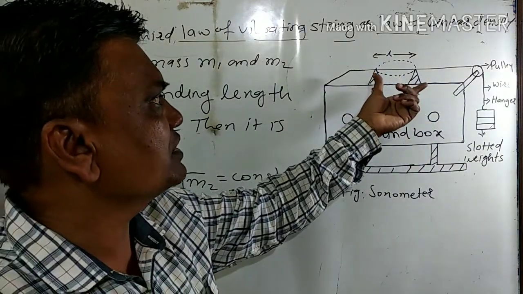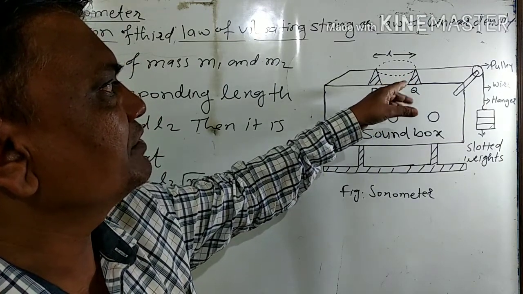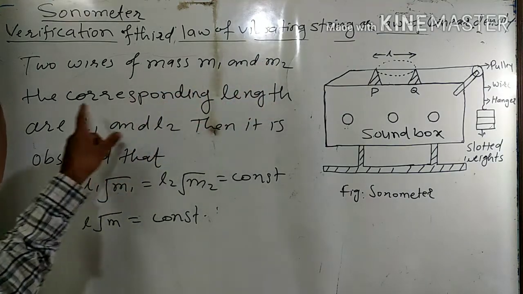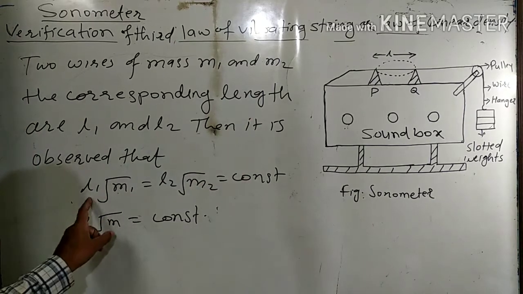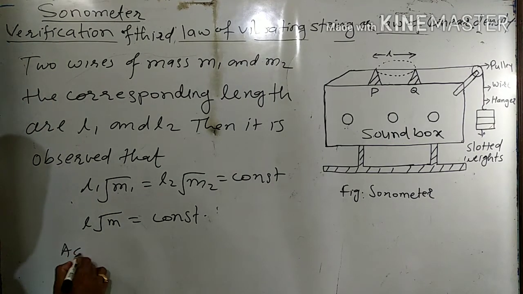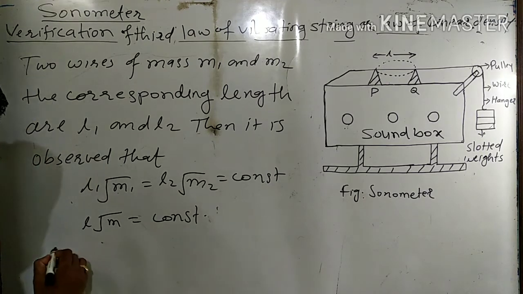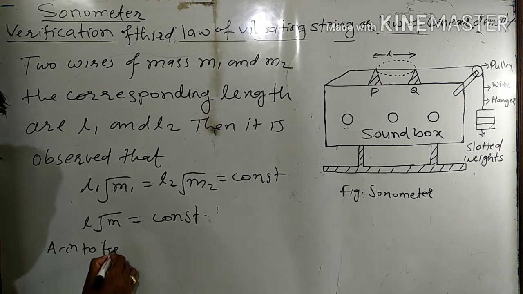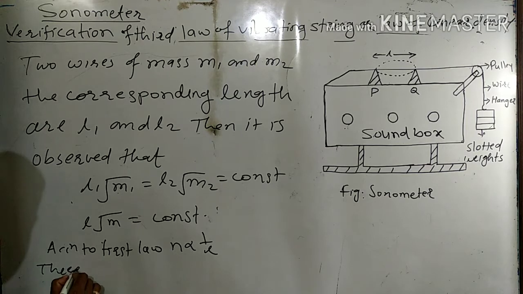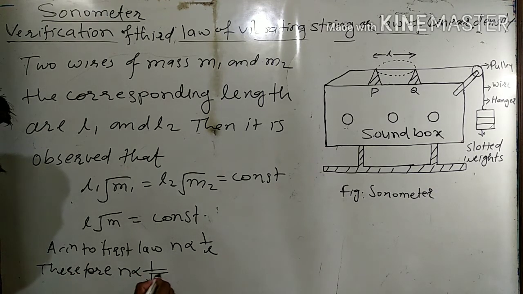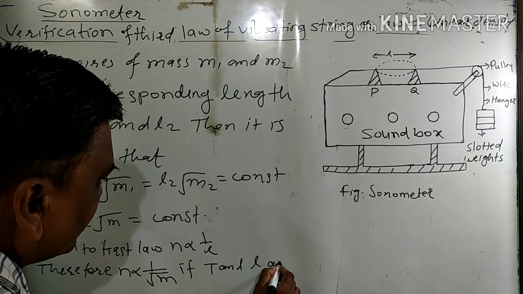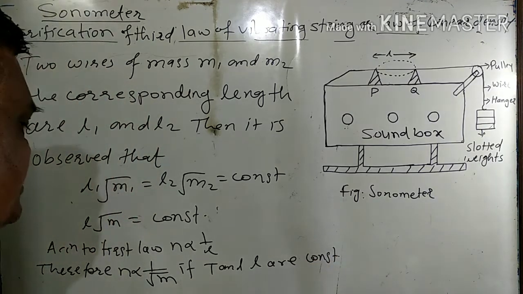And we repeat the same procedure: take the tuning fork, set it into vibrations, and when the paper rider falls down, note the corresponding length. When the masses are M1 and M2, the corresponding lengths are L1 and L2, then it is observed that L1 under root M1 equals L2 under root M2 equals a constant, and therefore L under root M is constant. According to the first law, N is inversely proportional to 1 by L. Therefore, N is proportional to 1 by under root M if T and L are constant. This is the third law.